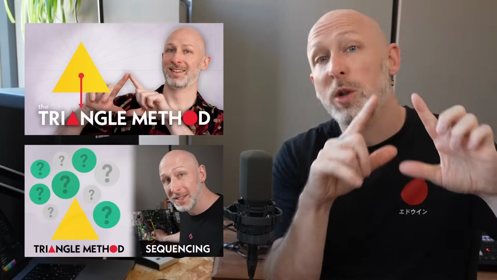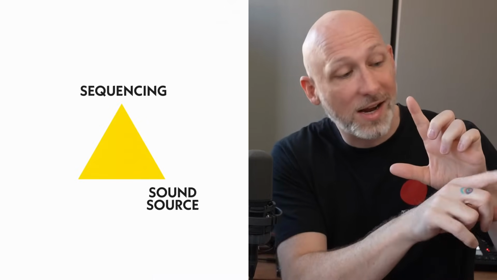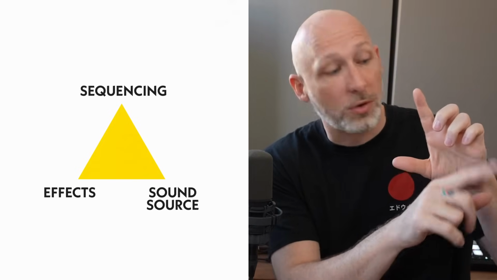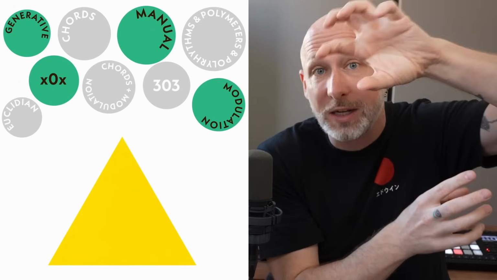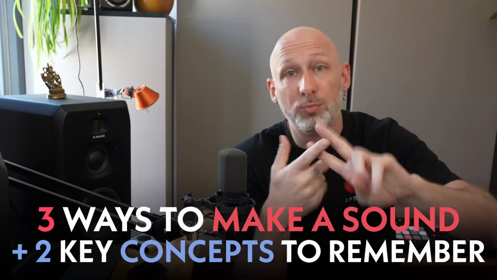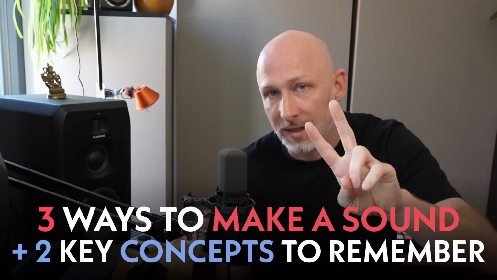This video is part of a series I'm doing called the Triangle Method, which breaks down the sound sculpting process into 3 layers. There's the level of the sequencing, the level of the sound design, and the level of the effects. And today, we're talking about the sound source. So the thing that makes the sound. Last week we gave 9 approaches to sequencing sounds, and so now we're going to talk about the 3 ways to make a sound and the 2 principles that you want to keep in mind no matter what your method is of making sound. Let's get into that.